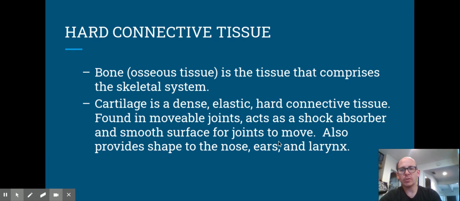As well as being in joints, we also find it in other parts of our body. It provides the shape for things like the nose and ears. So it is solid but movable. The larynx as well, which is your voice box.